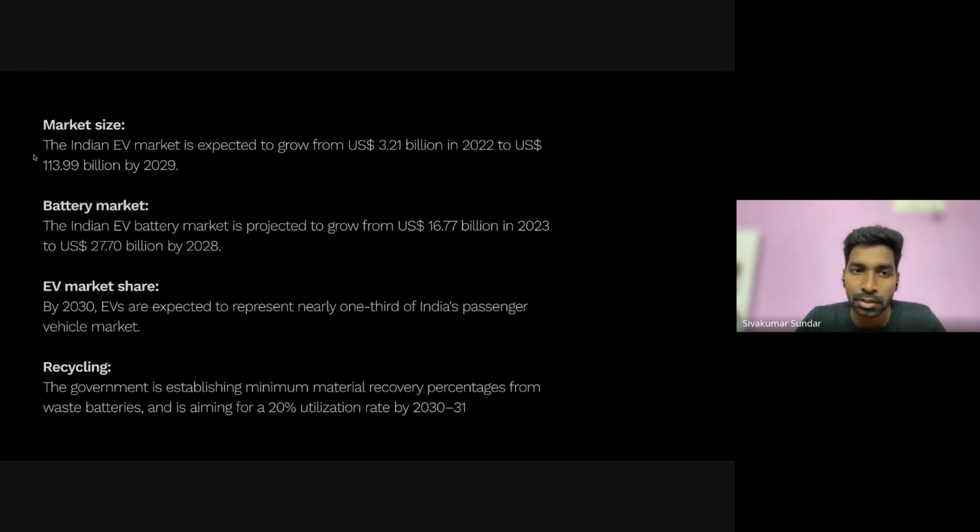Because I think the Indian EV market is expected to grow from 3.2 billion in 2022 to 13.99 billion in 2029. So what does this tell me? From this, you can say, okay, if the market is going to grow, why is it important for me to build that? Or if the battery market is going to grow, or the EV market share is going to rise, what does this tell me, right? You can ask me, what am I going to do, or how is this even helpful for me, right? So I'm now saying this because I have spoken to people who use EV vehicles, be it car, be it bike, right?